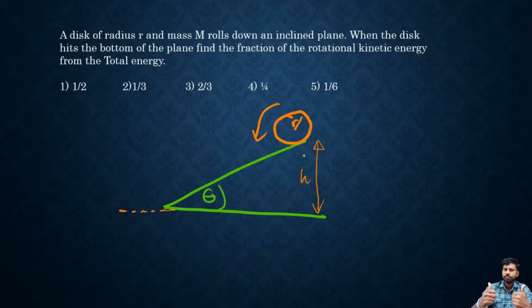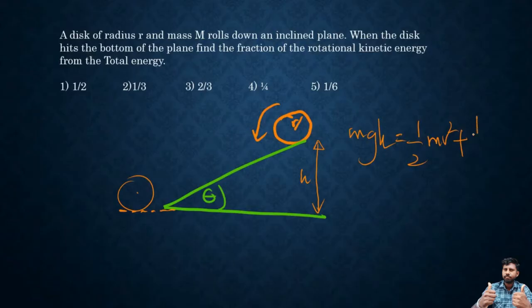So here the total energy will be mgh when it comes to the ground. So mgh will get converted into kinetic energy: linear kinetic energy, half mv squared, and rotational kinetic energy, half I omega squared, right? So what we are trying to do is incorporate the ratio method here. Let's try to write these two in the same form.